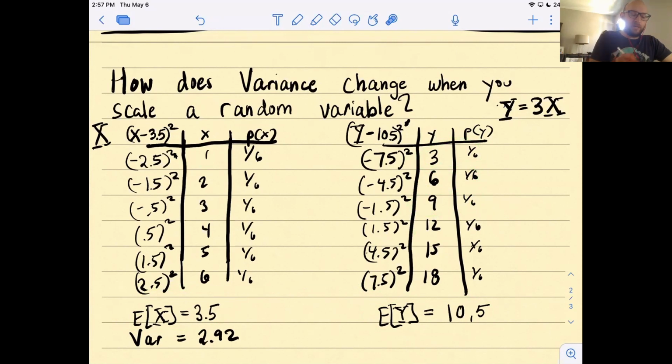Keep in mind, the variance used to be this number squared, negative 2.5 squared, times 1/6. But how does this number, negative 2.5 squared, compare to negative 7.5 squared? How many times bigger is this number compared to this number? And this is something we talked about in algebra a little bit.